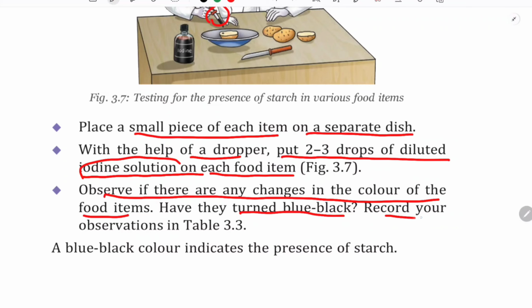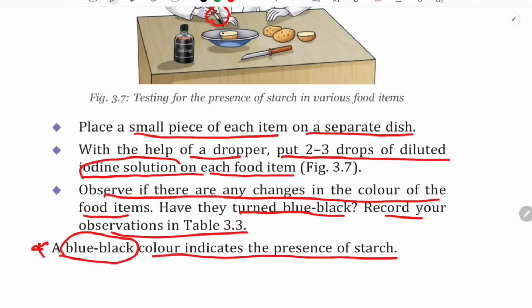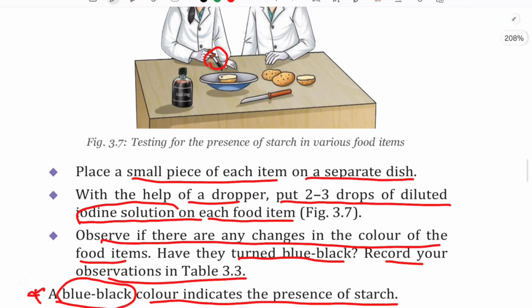Have they turned blue black? Record your observation in table 3.3. So we are going to complete that table as well. A blue black color indicates the presence of starch. This is important. If the color of the food item changes to blue black, it indicates that there is a presence of starch. For example, here they are doing the test for potato, testing for the presence of starch in various food items. Here we can see a slice of potato. As soon as we put a few drops of this iodine solution, what happens? It turns blue here.